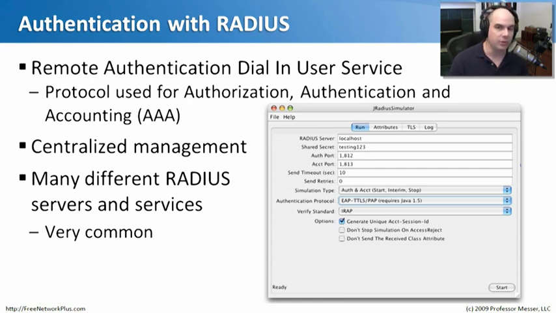It's a way that you could also centralize the management. You go to one server, James is allowed on the wireless network, you put it in one place, and when I log in, my login process automatically knows to go to my RADIUS server and check to see if I really have access to that wireless network.